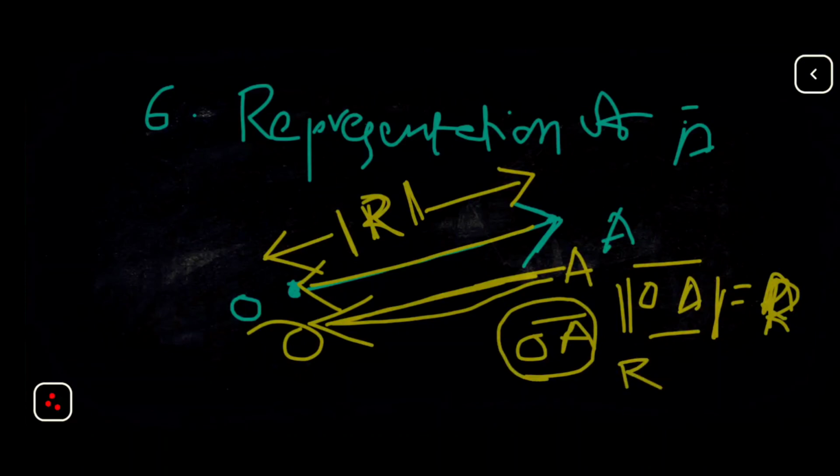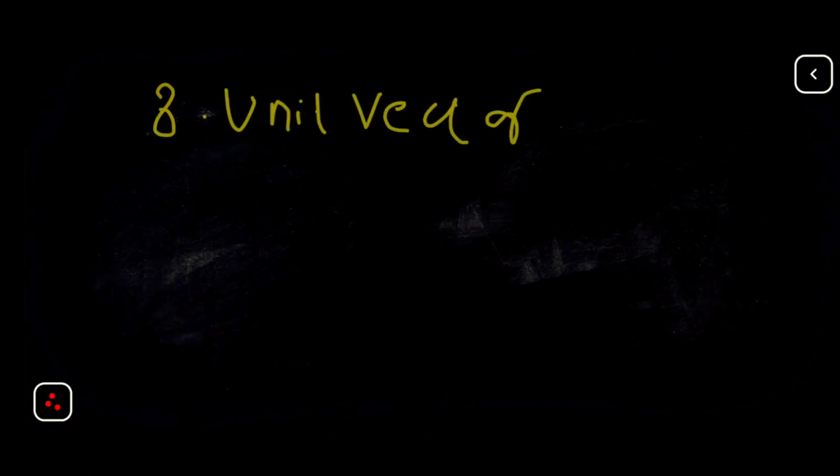Next we go for the unit vector. What is the importance of the unit vector? How to define a unit vector. Next, the eighth one, the unit vector. As the name says, unit means only one, whose magnitude is 1.